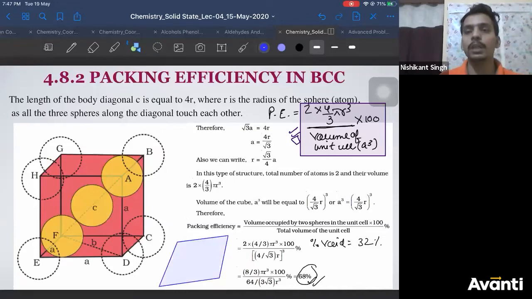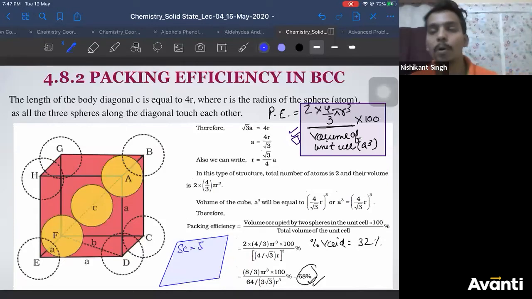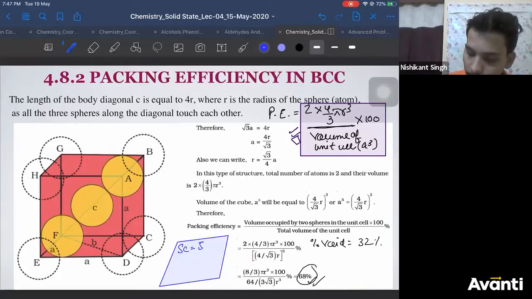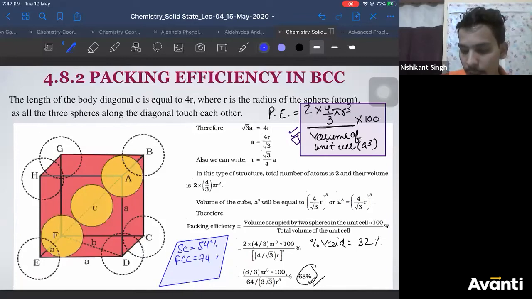So yes, what do we see over here? Packing efficiency for simple cubic is approximately 52.4%. FCC we have calculated 74%. BCC we have calculated 68%. Now do you get it?